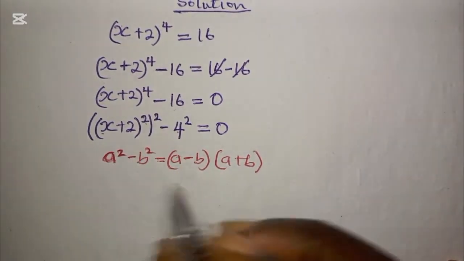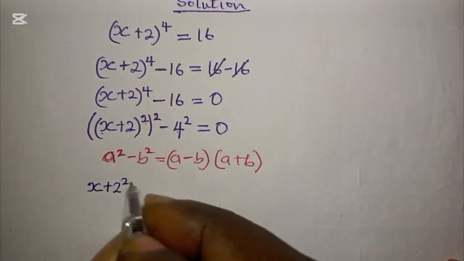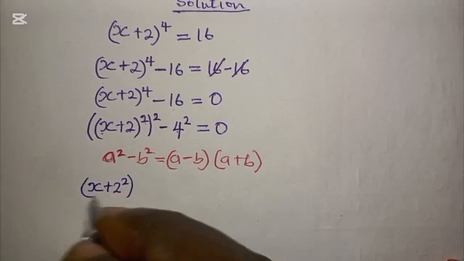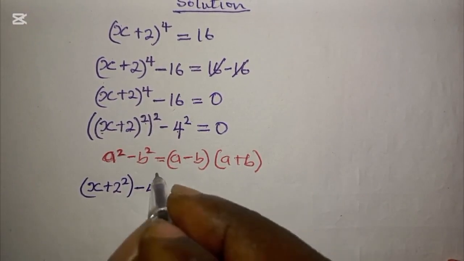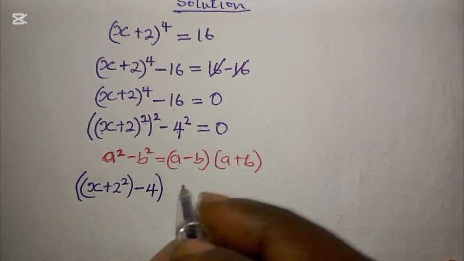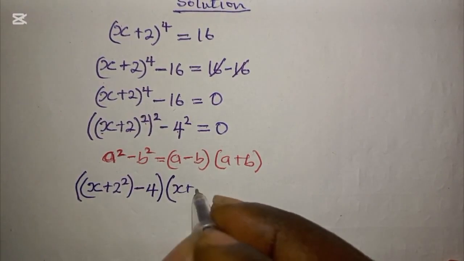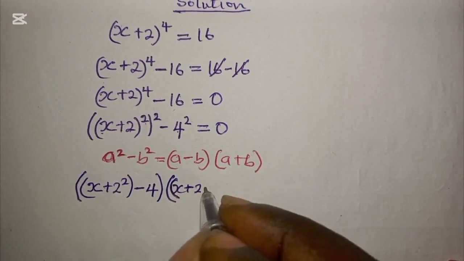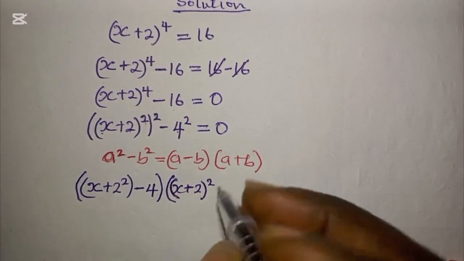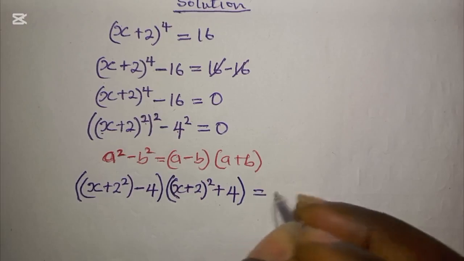So if we apply the rules here, we are going to have (x + 2)^2 - 4, then we are going to have (x + 2)^2 plus what? Plus 4 equals 0.